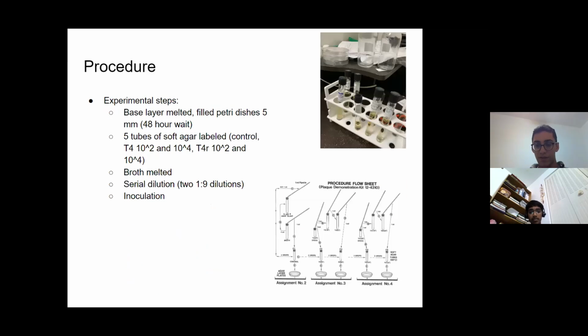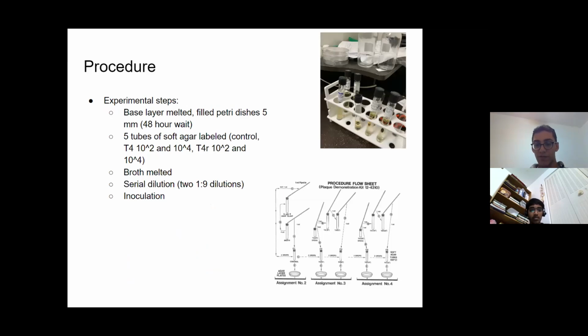So in our procedure, we first melted the tryptone base layer and filled the petri dishes to a depth of 5 millimeters. We then labeled 5 tubes of soft agar, melted the broth, and performed 2 1:9 serial dilutions to get 10 to the second and 10 to the fourth particles per milliliter concentration. Lastly, we inoculated the petri dishes with phage and bacteria.